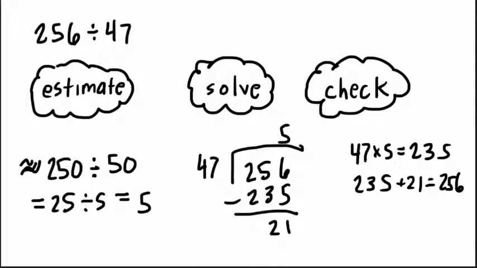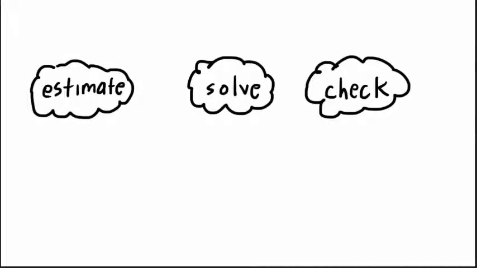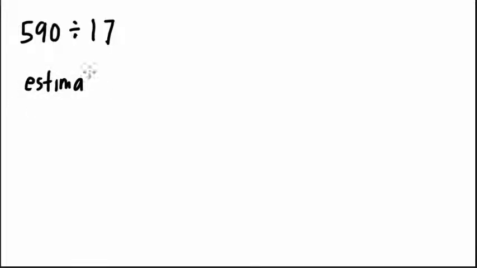Now we're going to flip that on its head today, and we're going to try something just a little different. So we're going to get rid of that problem, and we are going to do the problem 590 divided by 17. Now I'm going to talk to you a little bit about renaming. The way that we can look at this is, we want to round our divisor, and we're going to estimate first like we've done before, but we're going to change this just a little bit, and I'm going to show you why, and we're going to rename.